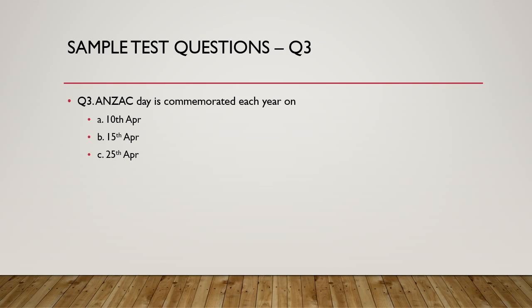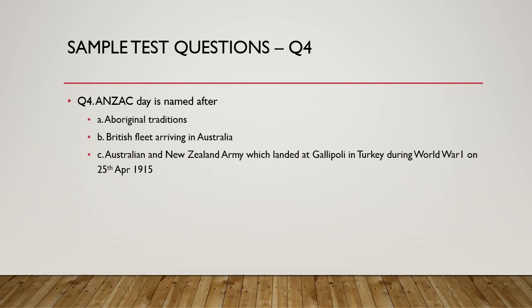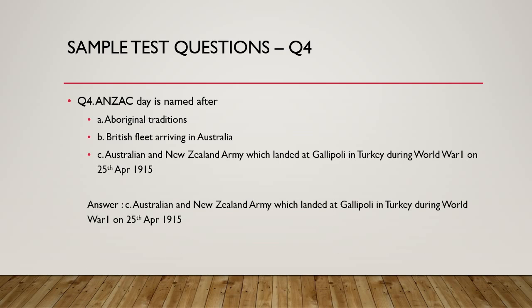Third question: Anzac Day is commemorated each year on 10th April, 15th April or 25th April. The answer is 25th April. Question 4: Anzac Day is named after Aboriginal traditions, the British fleet arriving in Australia, or the Australian and New Zealand Army which landed at Gallipoli during the war. The answer is C, the Australian and New Zealand Army which landed at Gallipoli during World War I on 25th April 1915.